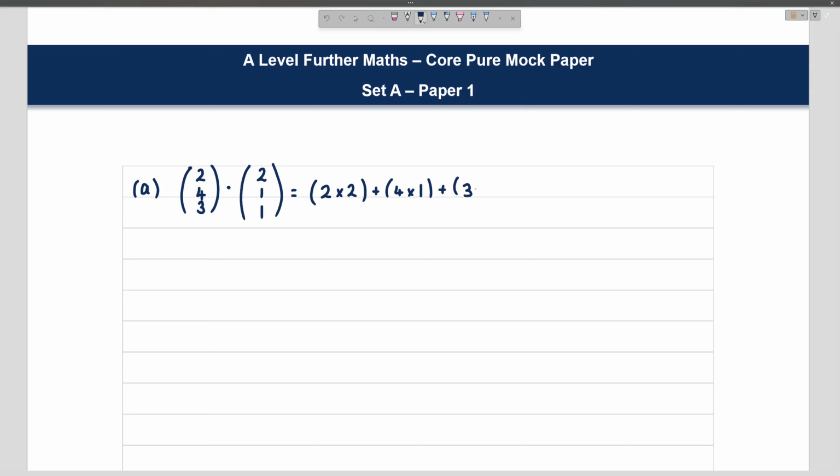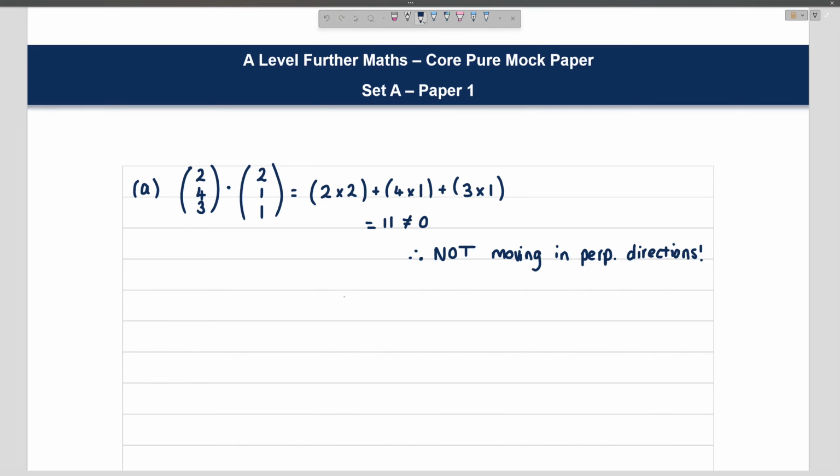Now, I can see straight away that this will not be equal to 0. I get 4 plus 4 plus 3, which is equal to 11, which is clearly not equal to 0. So what we say is the helicopters are not moving in perpendicular directions. Okay, that's all we need to say for part A.